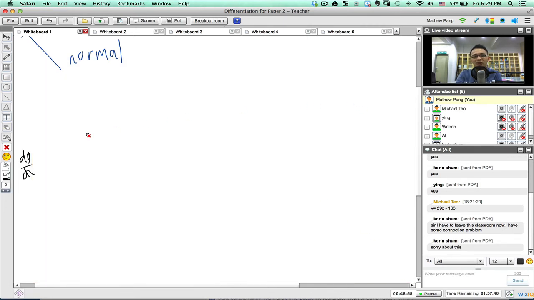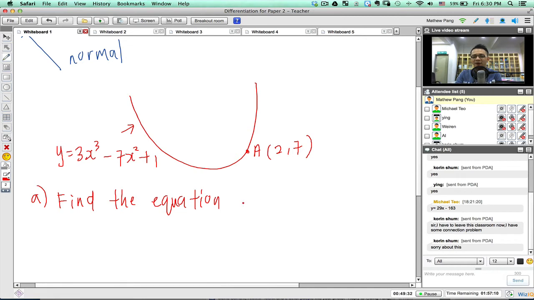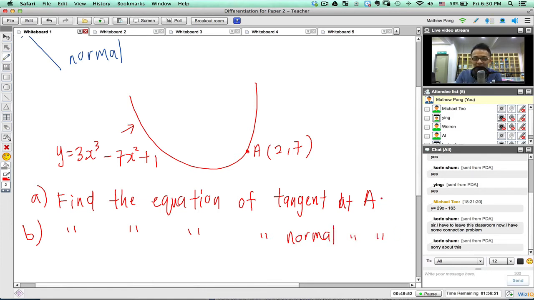Erase everything over here, and then I'm going to drop you some random question. Okay, I give you a curve like this, and then I give you a coordinate A, which is (2, 7). And then I give you the equation of this curve, y equals 3x cubed minus 7x squared plus 1. Now, A, I want you to find the equation of tangent at A. B, I want you to find the equation of normal at A.